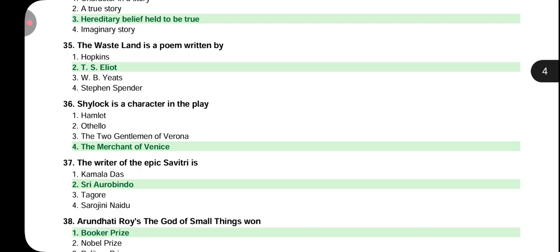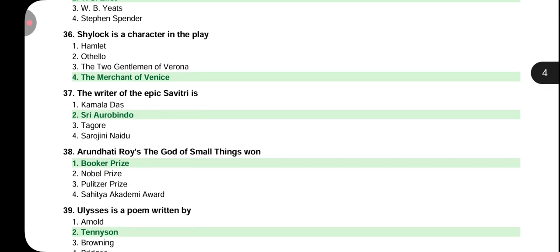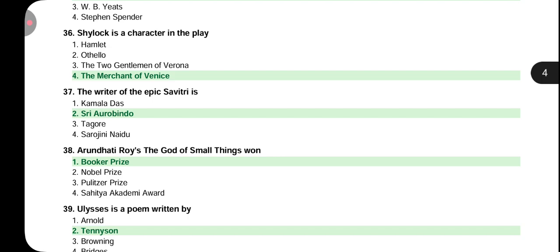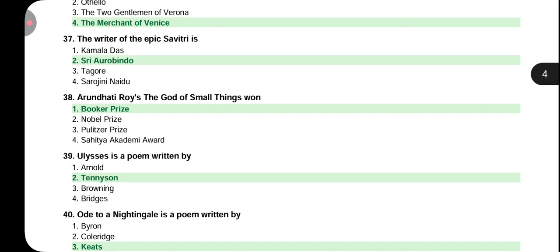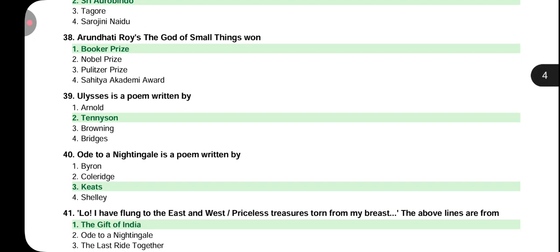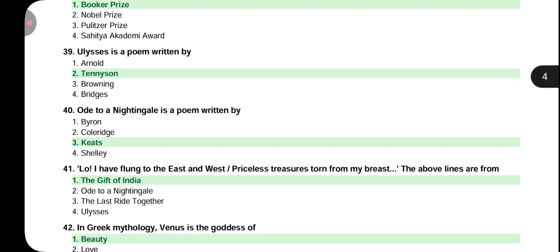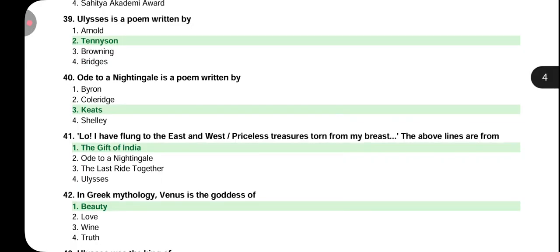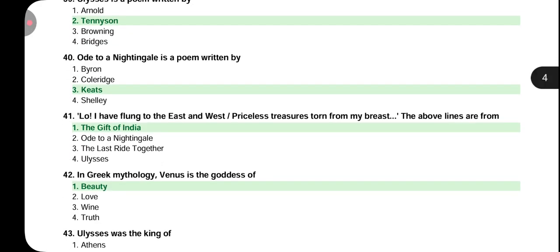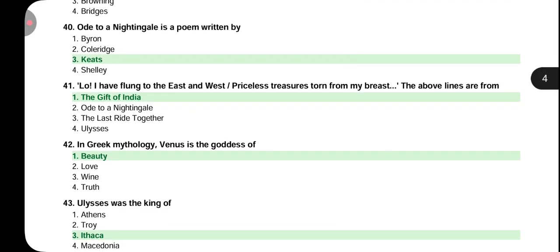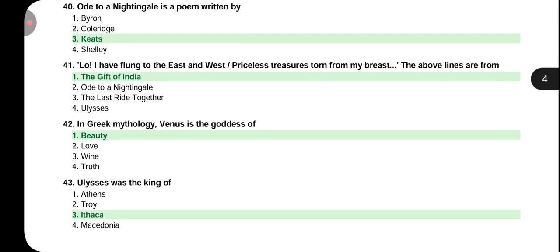35th, The Waste Land is a poem written by T.S. Eliot. 36th, Shylock is a character in the play The Merchant of Venice. 37th, the writer of the epic Savitri is Sri Aurobindo. 38th, Arundhati Roy's The God of Small Things won the Booker Prize. 39th, Ulysses is a poem written by Tennyson. 40th, Ode to a Nightingale is a poem written by John Keats.